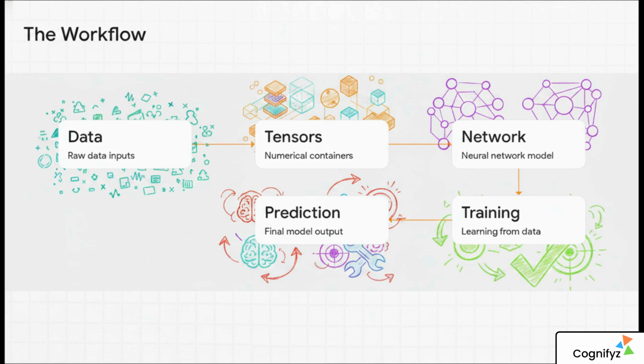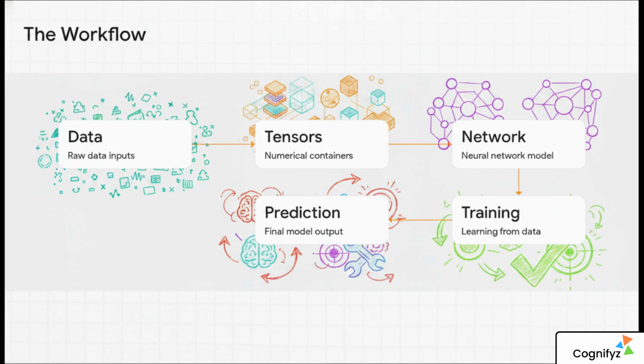We always start with raw data. Then we pack that data into these special containers called tensors. Next, we feed those tensors straight into a neural network. After that, the network goes through this phase called training. That's where it literally learns from its mistakes. And finally, we get a prediction.